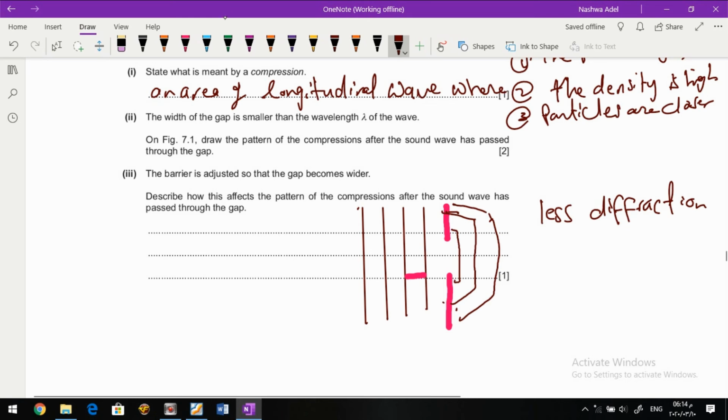Okay, but here the question is not asking for drawing, it's asking for what happens. So this is less diffraction or less spreading, because diffraction means the spreading of the waves after they pass through a small hole or around an obstacle.